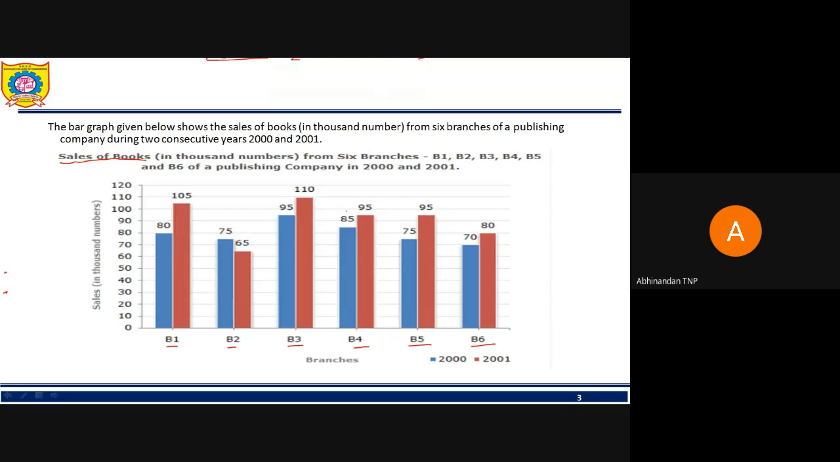So you have to find out the answers on the basis of this bar graph. You just have to observe this bar graph and find out the answer. That's all.